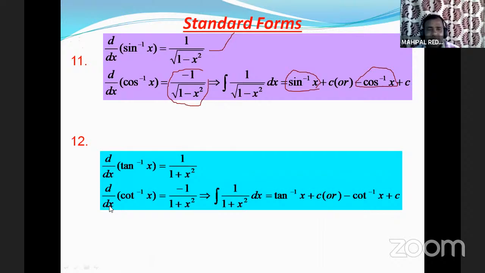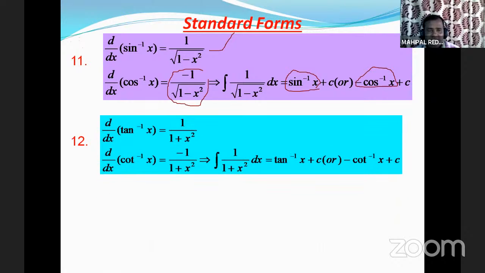Next, 12th one, this is also inverse trigonometric functions. Derivative of tan inverse of x equals 1 by 1 plus x square. Same, the derivative of cot inverse of x equals minus 1 by 1 plus x square. Here also, only the sign is different. Tan inverse of x gives plus 1 by 1 plus x square, and the derivative of cot inverse of x is minus 1 by 1 plus x square.